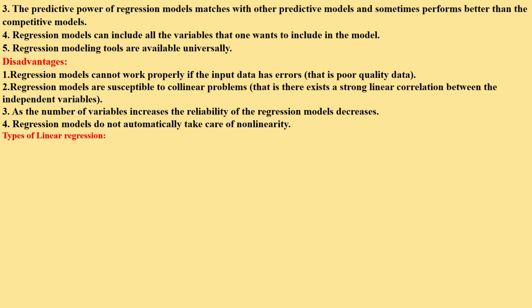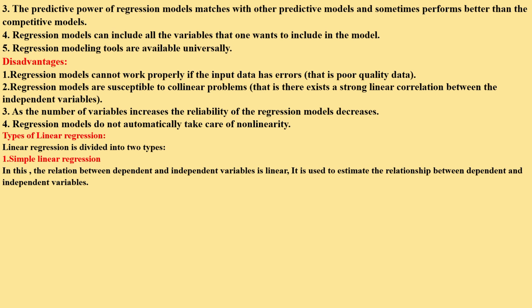So, types of linear regression. Linear regression is divided into two types mainly: simple linear and multiple linear. In simple linear regression, the relation between the dependent and independent variable is linear. It is used to estimate the relationship between dependent and independent variables.